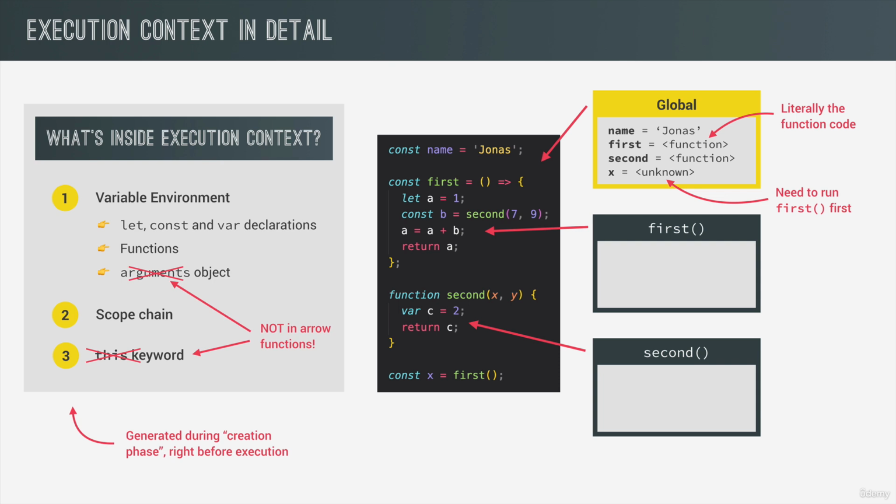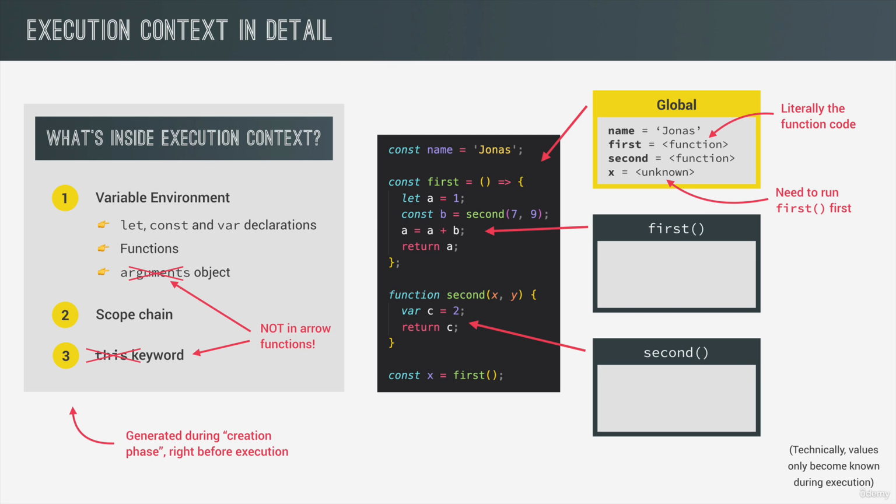Now, technically, none of these values actually become known during the creation phase, but only in the execution phase. So this is not 100% accurate here, but it's just to illustrate how these execution contexts work. Okay, so just keep that in mind.